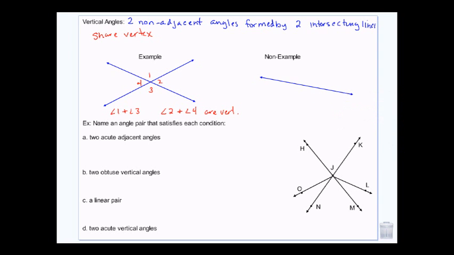No, wrong way. These would not be an example of vertical angles. There are no vertical angles here because vertical angles only occur with two intersecting lines. So there have to be two straight lines and then you get vertical angles. I have some adjacent angles. This angle is adjacent to this one, which is adjacent to this one, which is adjacent to this one, but no verticals.